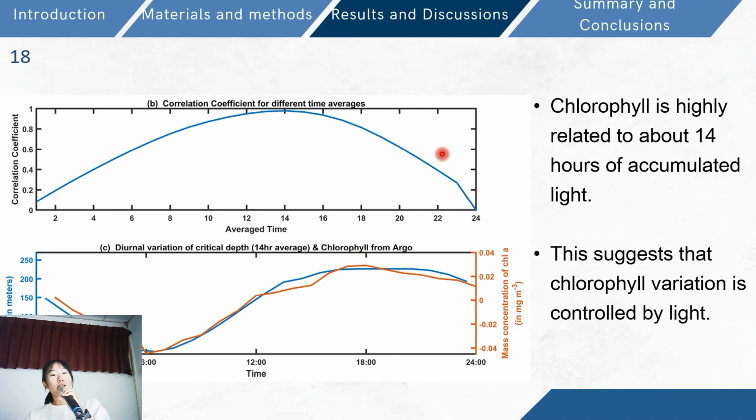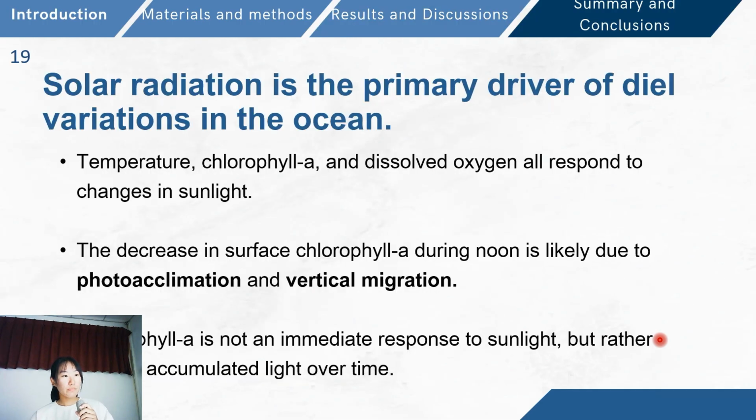And this picture says the chlorophyll is highly related to about 14 hours of accumulated light. And this picture is critical depth and chlorophyll. The two lines are the same, so it suggests that chlorophyll variation is controlled by light.